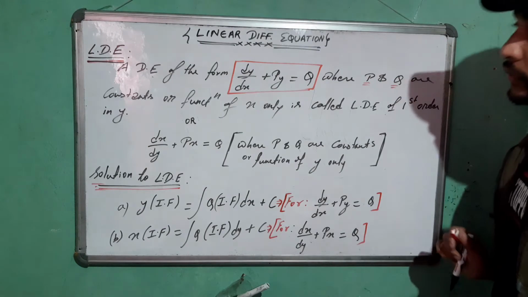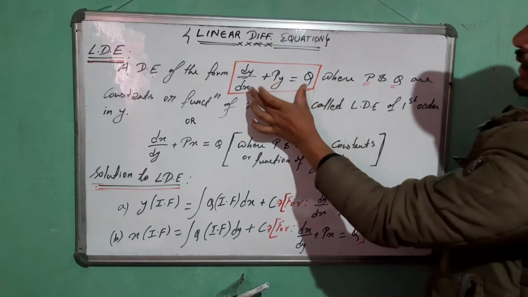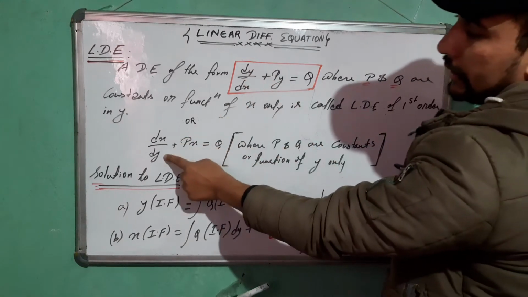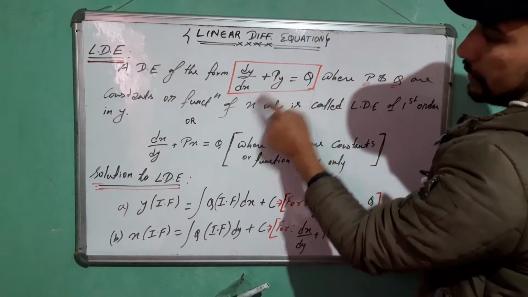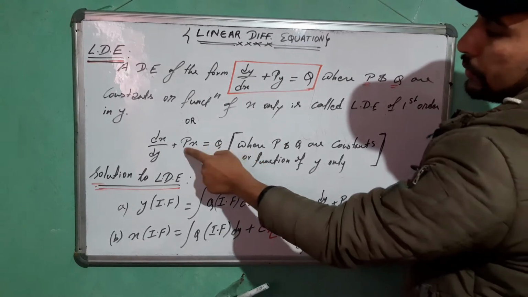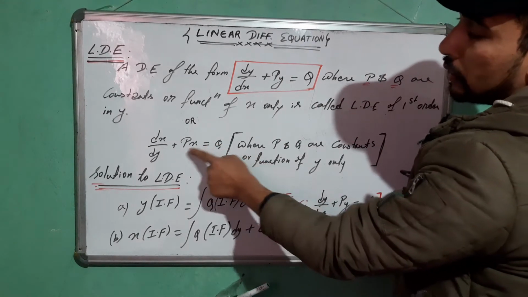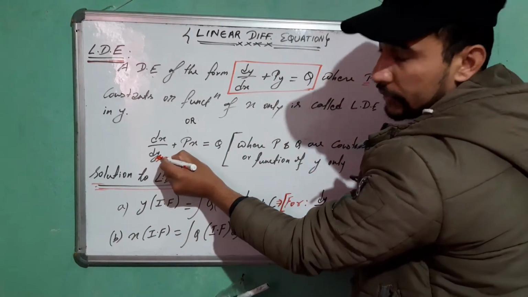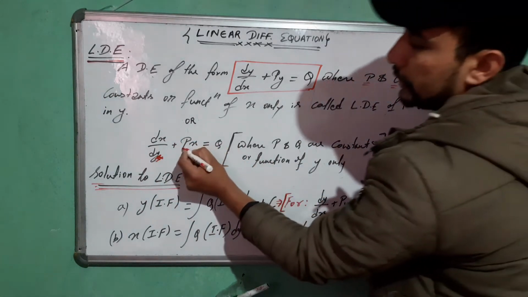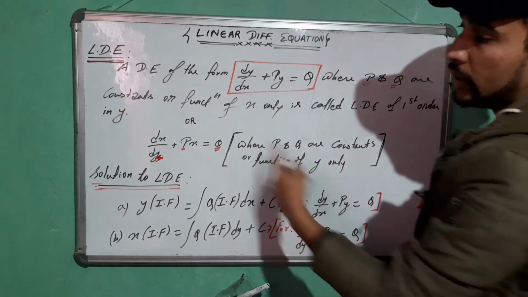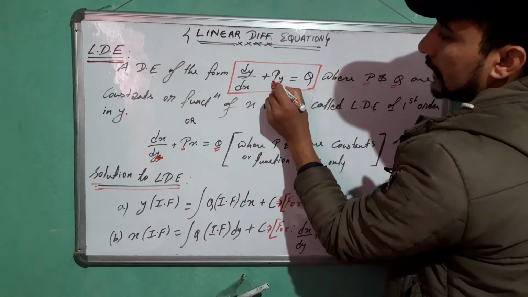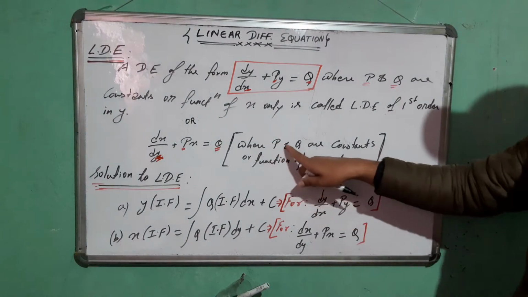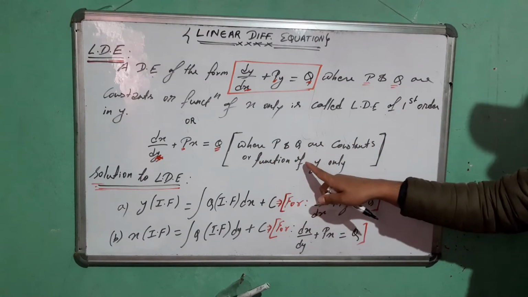Otherwise, this equation might be like this also. Instead of dy/dx, you can write dx/dy + Px = Q, where P and Q are constants or functions of y only. You have to see whatever is in the denominator, what you are differentiating with respect to. The same thing should be there for P and Q, either constants or functions of that variable.